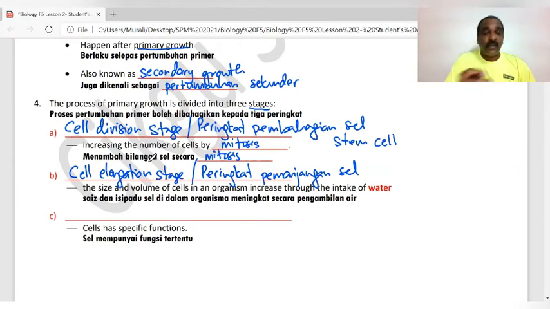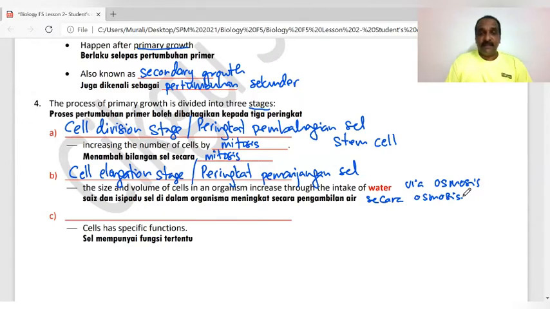Once they become very strong, that's it. You cannot change the shape anymore. Fixed already. So the size and the volume of cell in an organism increases through the intake of water. How? Via osmosis. Secara osmosis. Osmosis. Ini cara dia mengambil air.